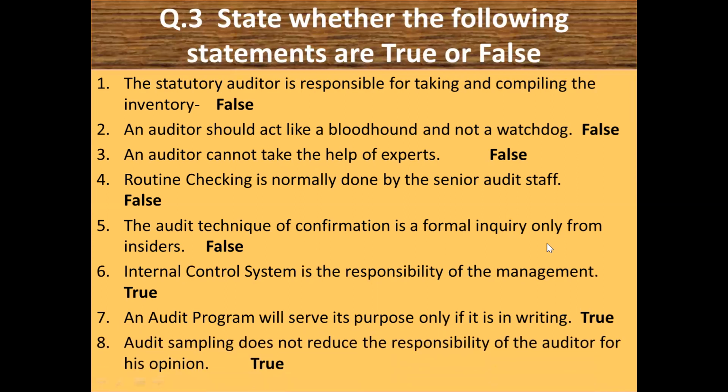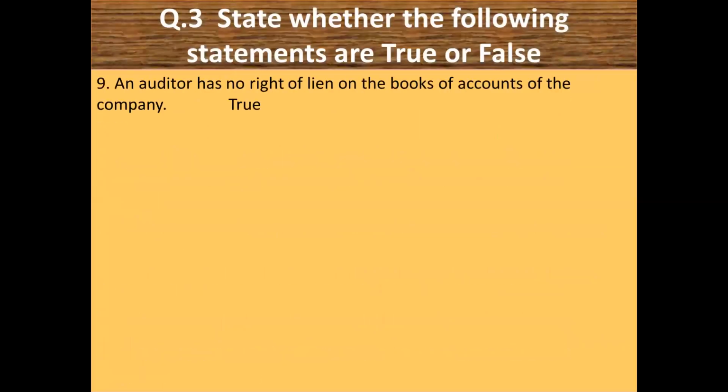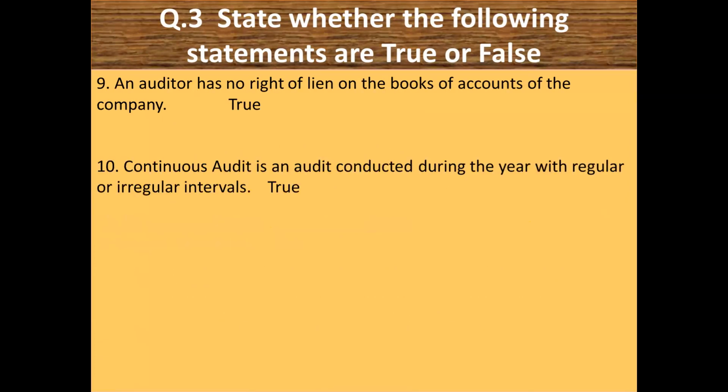Then, audit sampling does not reduce the responsibility of the auditor for his opinion. This is also a true statement because the auditor has a responsibility though he goes for 100% auditing or uses an audit technique like sampling. So his responsibility is not going to reduce in any case. Next, the ninth true or false statement is: an auditor has no right of lien on the books of accounts of the company. This is a true statement because the company has a lien on its books of accounts, not the auditor.